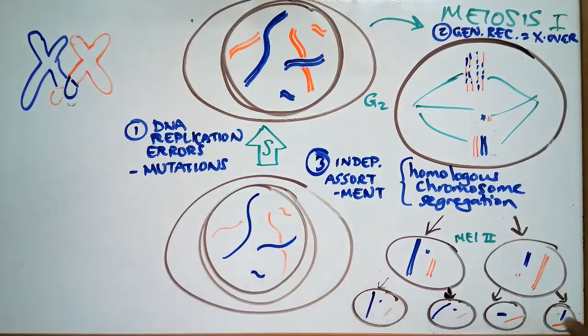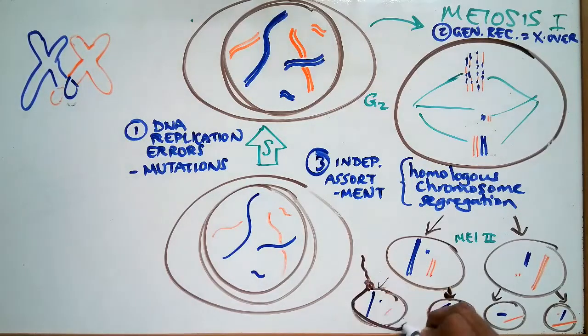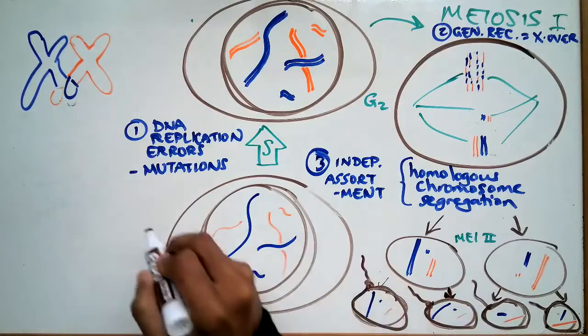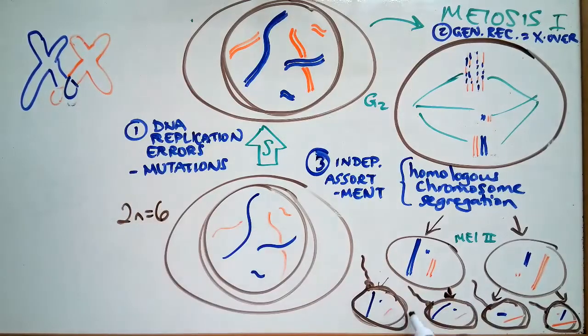These 4 cells right here, which I'm going to haphazardly convert into sperm, have half the chromosomes. They have half the chromosome number. So while we started with a cell that was 2n equals 6, we now have cells that only have 3 chromosomes. We would designate that as n equals 3. Not 2n, because we don't have 2 of every chromosome. We only have 1, right?